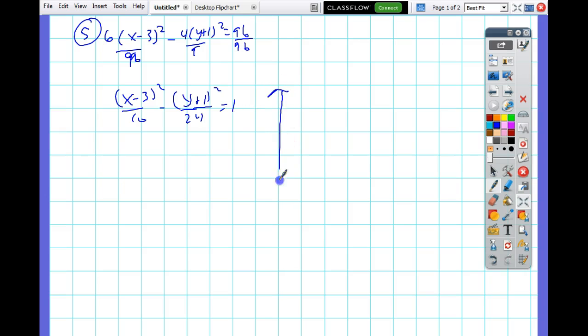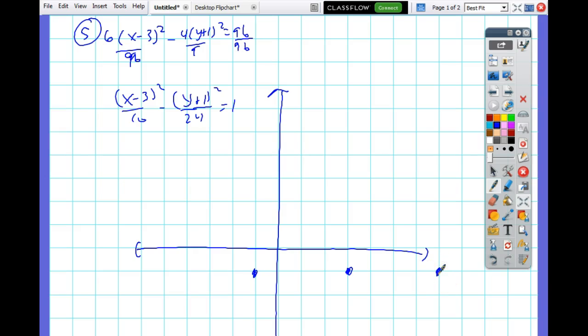So now I'm going to set this thing up. Where does it go? I'm going to go up over 3, 1, 2, 3, down 1. There's my spot. Because it's underneath the x, I'm going to be 4 left to right. So I'm going to go 1, 2, 3, 4, put a dot there. 1, 2, 3, 4, put a dot there.